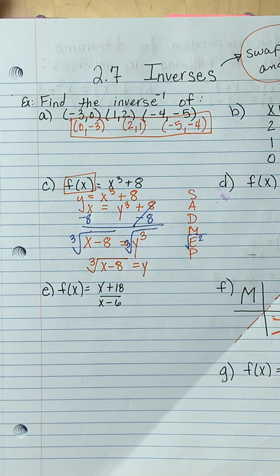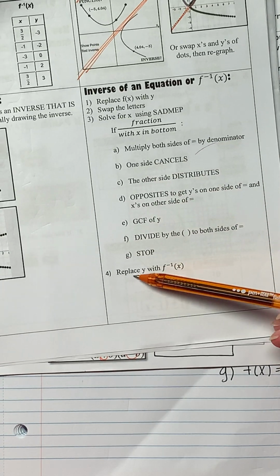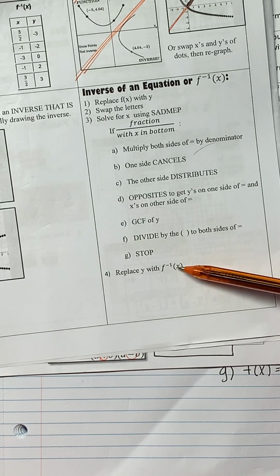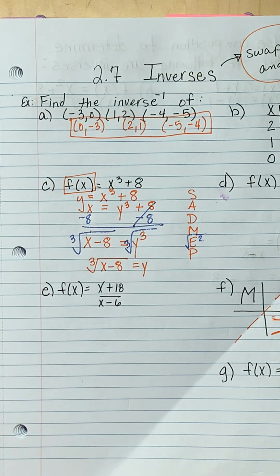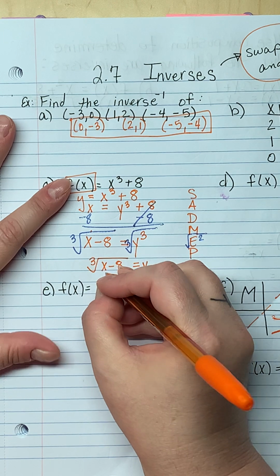And then the very last step is to show that this is an inverse by using a special notation. So the very last step is to replace the y with f to the negative 1 of x. That's the special notation. That means inverse.